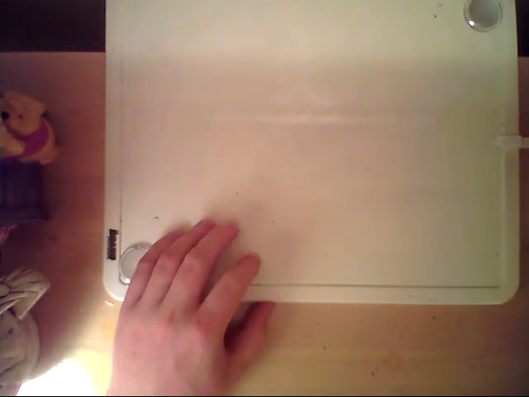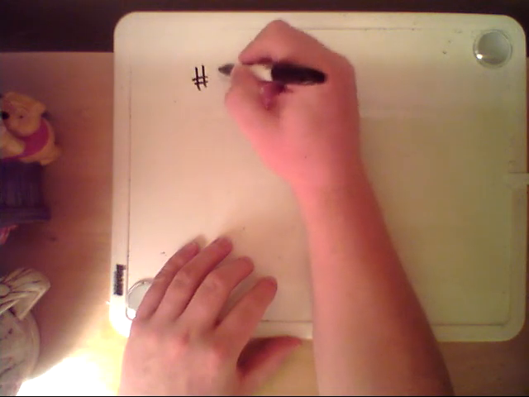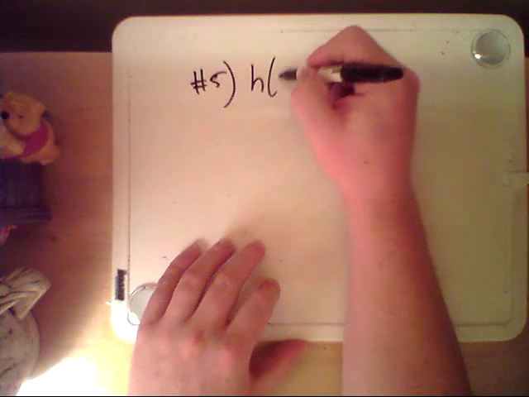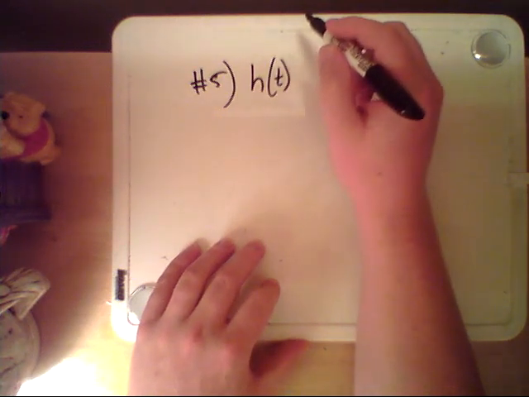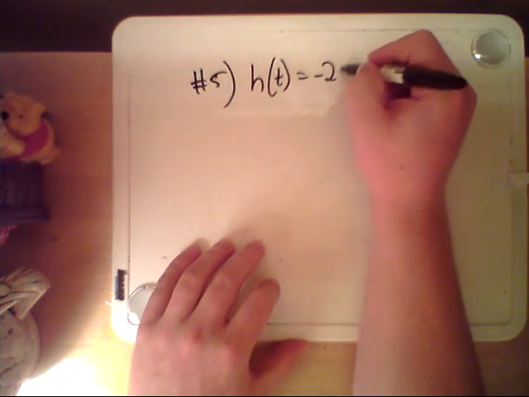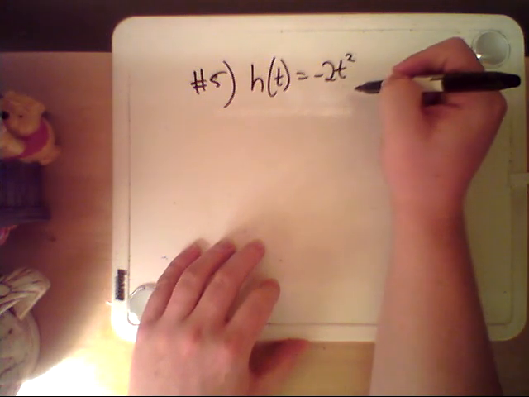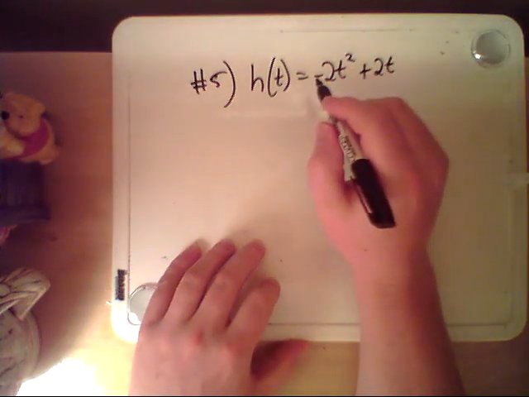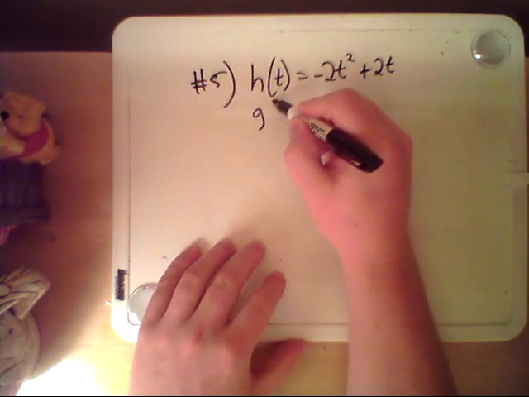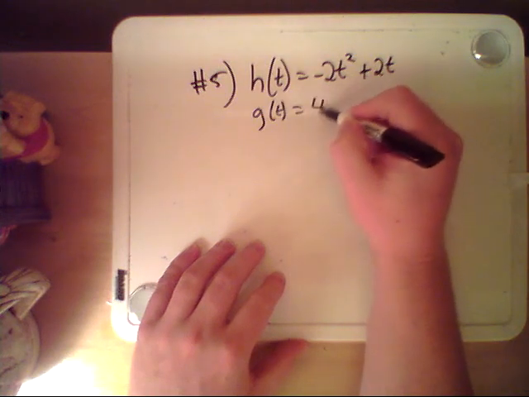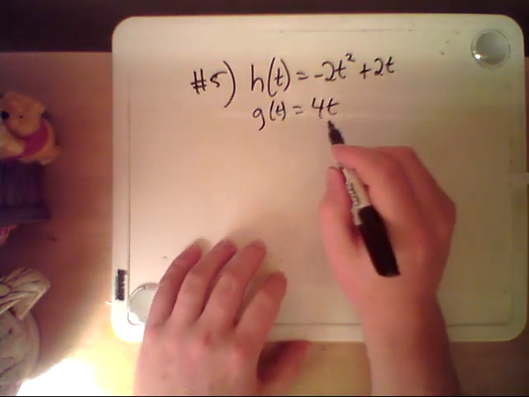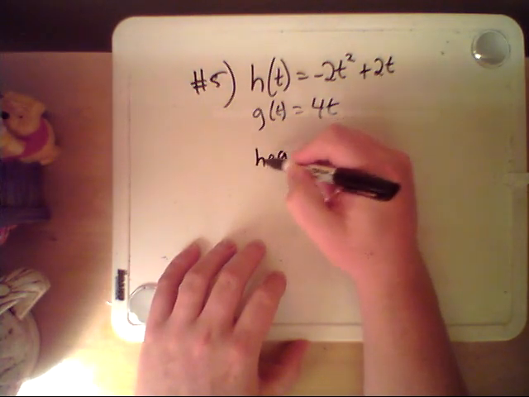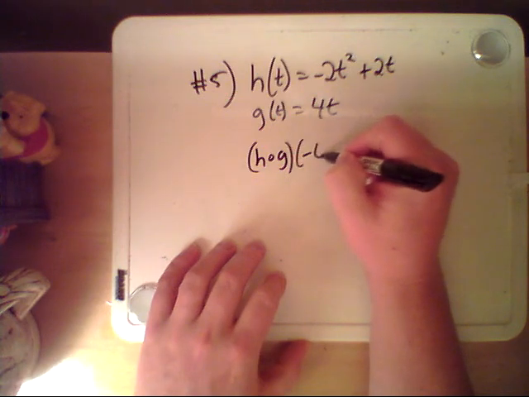Okay, so number 5. We have h of t defined as negative 2t squared plus 2t. And g of t is defined as 4t. We're asked to find h of g of negative t.